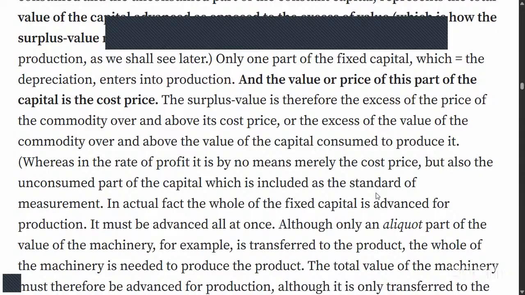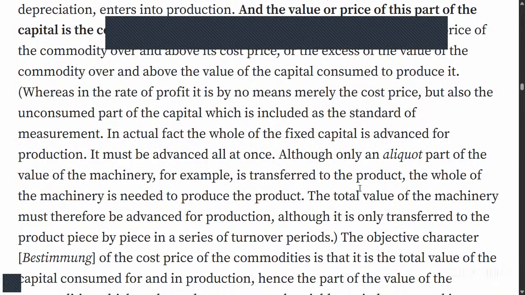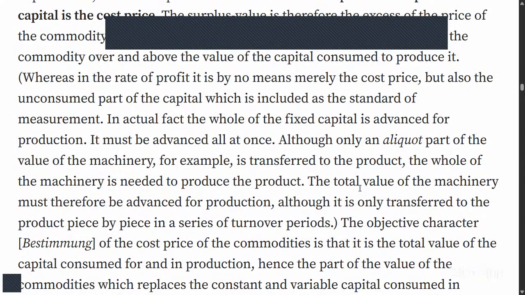In actual fact, the whole of the fixed capital is advanced for production. It must be advanced all at once, at least, in a moment. Although only an adequate part of the value of the machinery, for example, is transferred to the product, the whole of the machinery is needed, obviously, to produce the product. The total value of the machinery must therefore be advanced for production, although it's only transferred to the product piece by piece in a series of turnover periods.